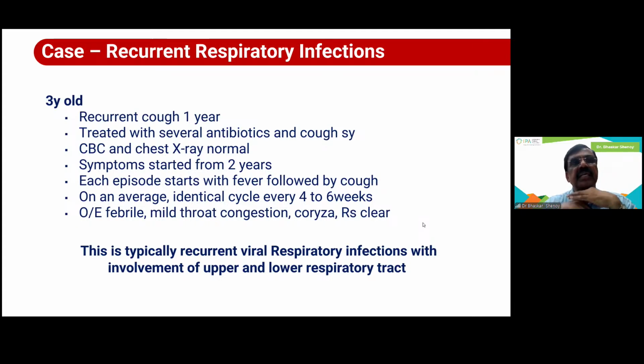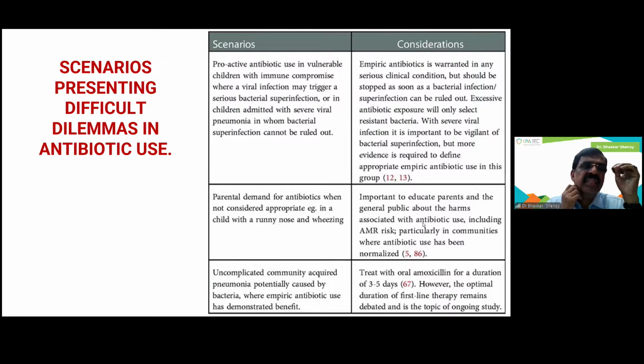There are sometimes cases where children come with recurrent coughs, and they get multiple courses of antibiotics, cough syrups, and all tests are done. Generally this happens when the child starts going to school, and it has a recurring pattern, and the parents are always concerned. Such cases again do not need antibiotics. It is a viral respiratory infection. So we have to differentiate between viral and bacterial. So there are some difficult dilemmas in antibiotic use.